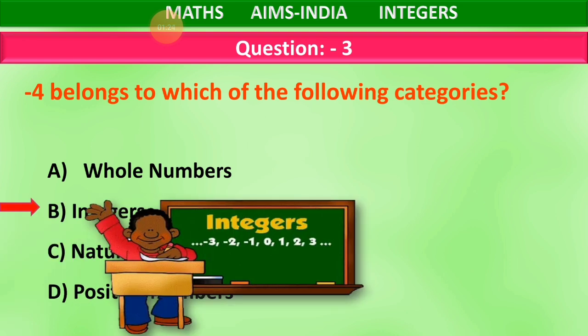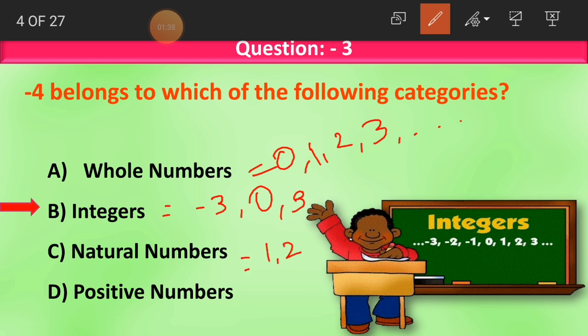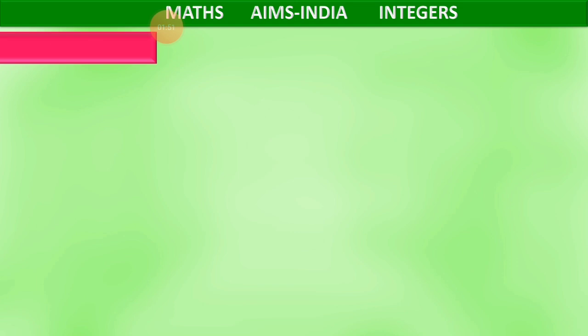Yes, option B, integers. Whole numbers consist of what? Whole numbers consist of positive numbers starting from 0. Integers have negative numbers, 0, and then positive numbers. Natural numbers start from 1, 2, 3. What are positive numbers? Positive numbers and natural numbers are the same. They are also 1, 2, 3 and so on. So -4 here belongs to the integers category.